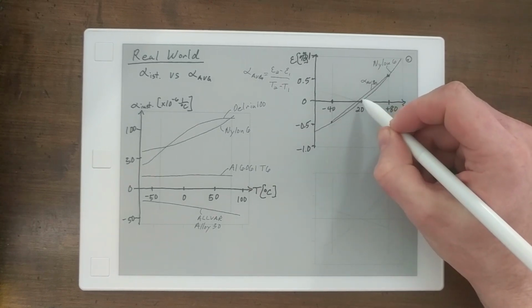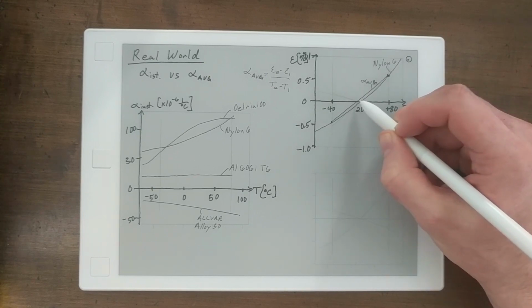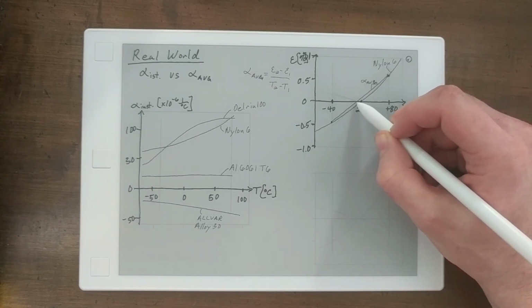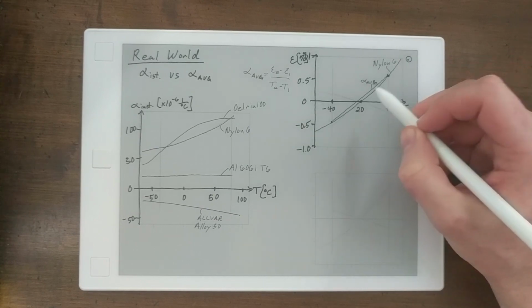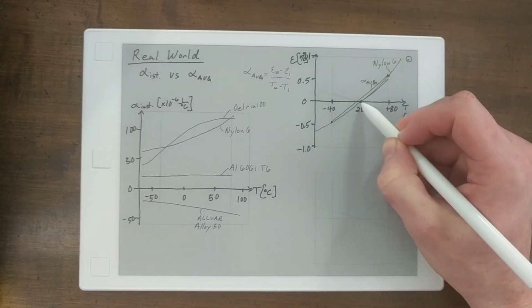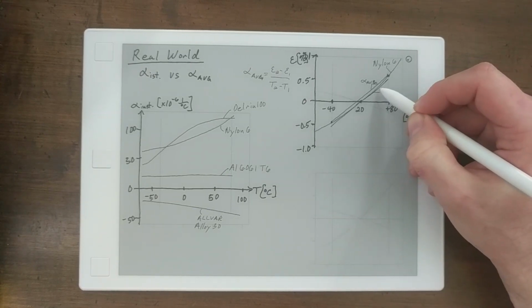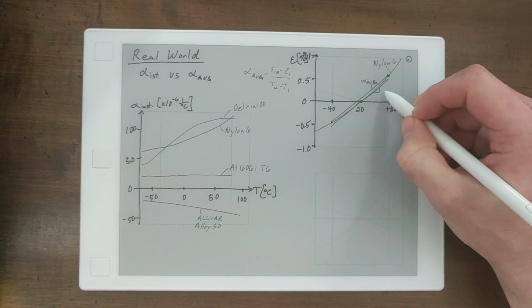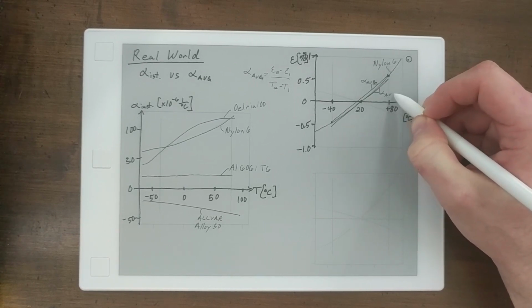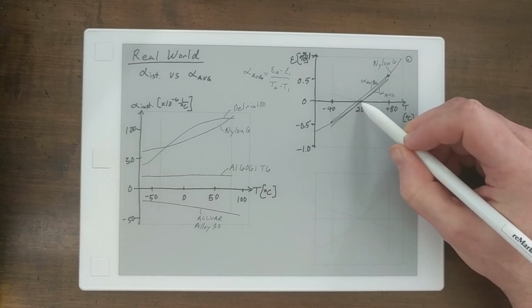So what we actually do is, room temperature is where we have zero strain, not this negative temperature over here or this lower temperature. So we start from here and we extrapolate that straight line up and down. So this is the same alpha average. And you'll notice that at room temperature it's exactly the same as the instantaneous CTE.